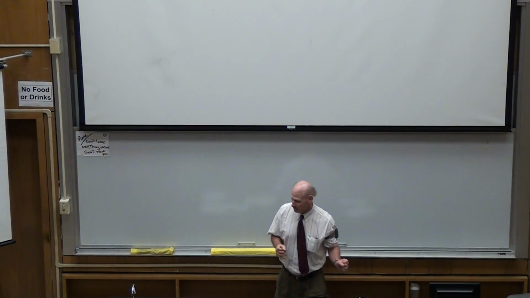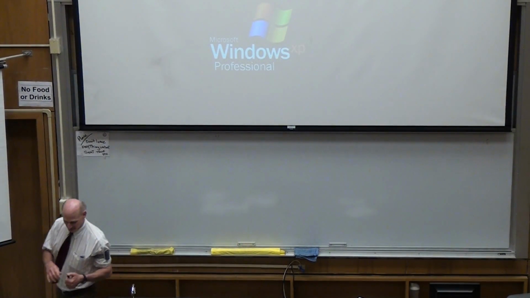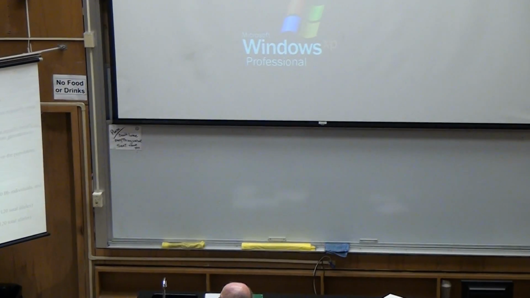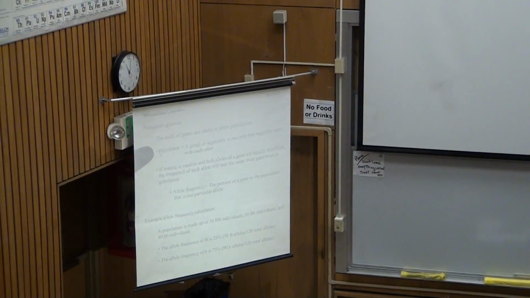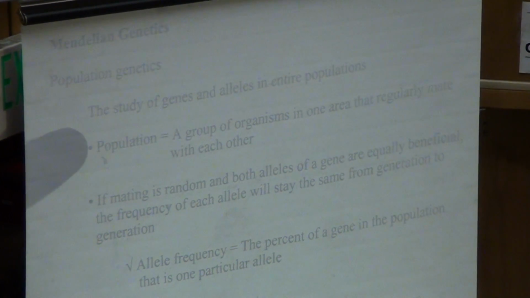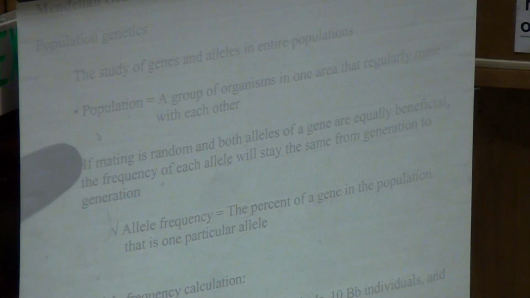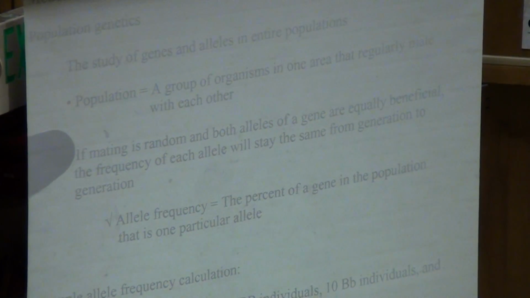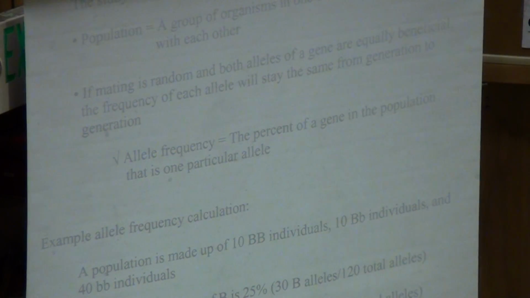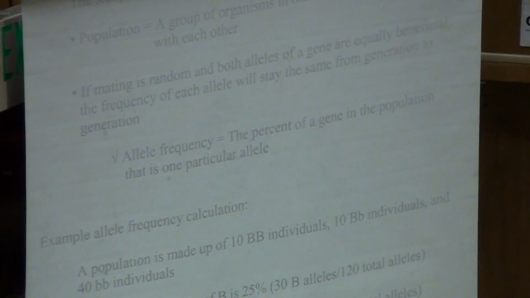All right, let's start by reviewing some of the concepts from last time. This idea of population genetics is studying genes and alleles, just like we did when we went over the genetics chapter, but it's more looking at what alleles and genotypes are in entire populations instead of just individuals. The populations include organisms that are in one area and mate with each other. And one of the concepts that came up last time was something called allele frequencies.